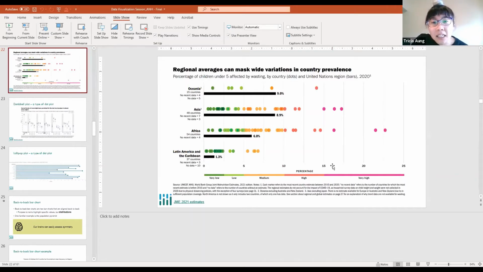Another thing to keep in mind is this is a static graph. So it's not like I can take my mouse cursor and hover over a circle and find out what the actual estimate is. So in this case, I would say that, yeah, I think it does mask some of the individual country estimates that make up these regional estimates.